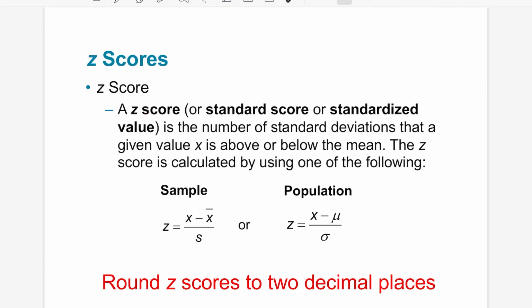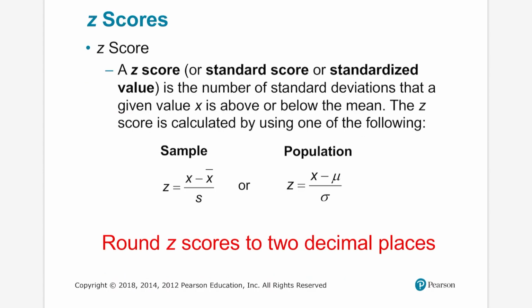A z-score is the number of standard deviations that a given value x is above or below the mean. The z-score can be calculated by using one of these two formulas. If you have a sample, z is going to be your x minus the mean divided by the standard deviation. If you have a population, z is going to be equal to x minus the mean divided by the standard deviation. For the z-score, we always round it to 2 decimal places.